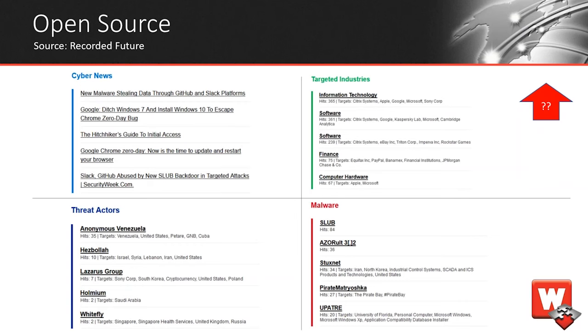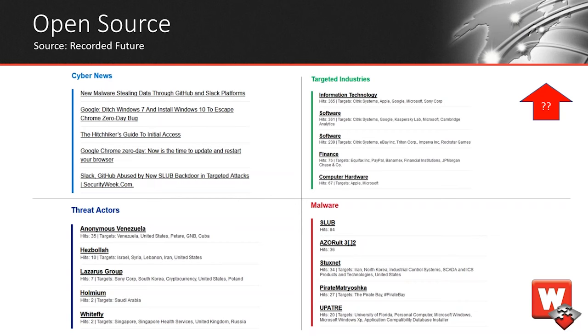In cyber news over the last 7 days, we see a change in the threat actors topping the list. This week, we have Anonymous Venezuela topping the list, followed by Hezbollah and the Lazarus Group. Anonymous Venezuela is topping the list, most likely because of the civil and governmental unrest in the region. Oftentimes, we see cybersecurity and hacktivism surrounding tumultuous geopolitical events.